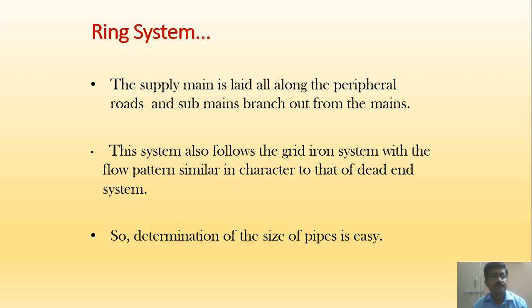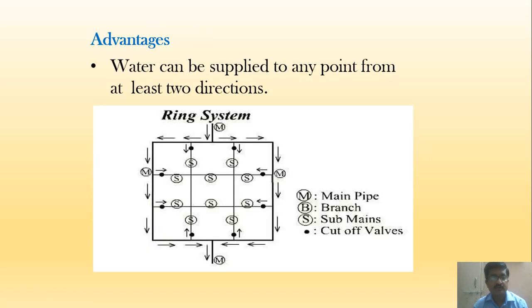Ring system. The supply main is laid all along the peripheral roads and sub-mains branch out from the mains. This system also follows the gridiron system, with the flow pattern similar in character to that of the dead end system. So determination of size of pipes is easy. Now what are the advantages? Water can be supplied to any point from at least two directions.